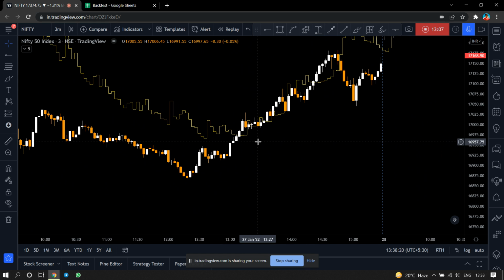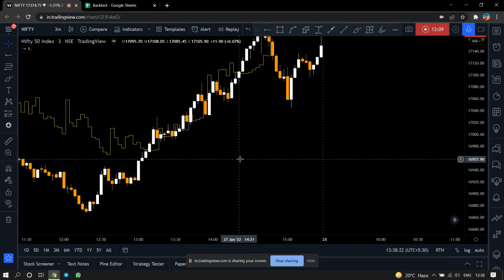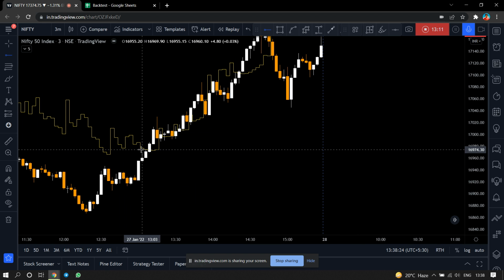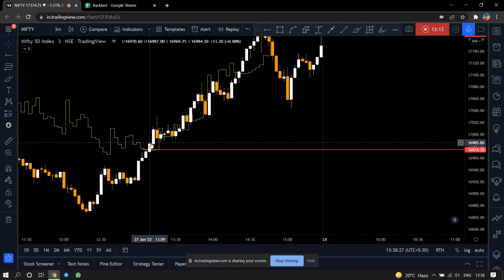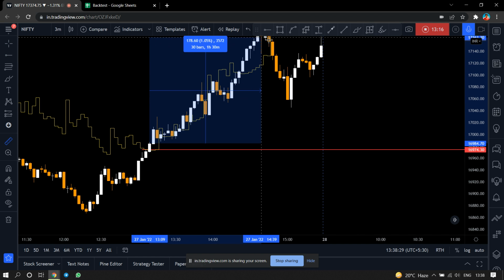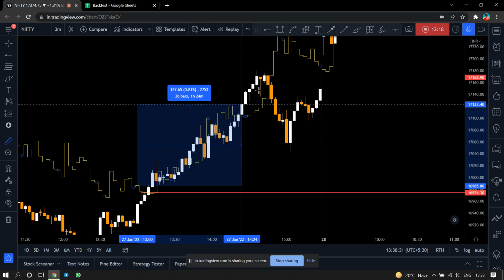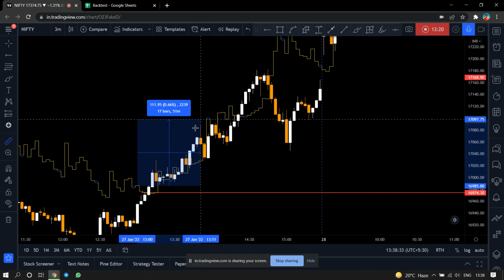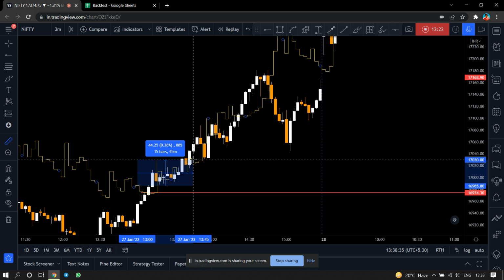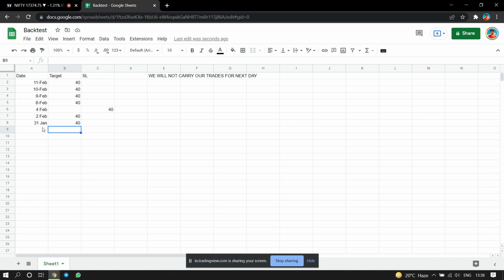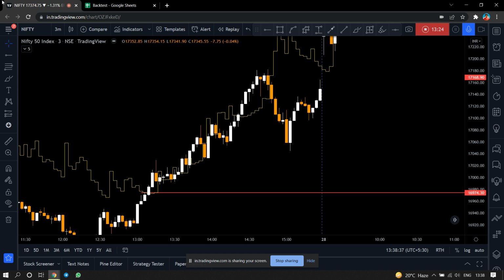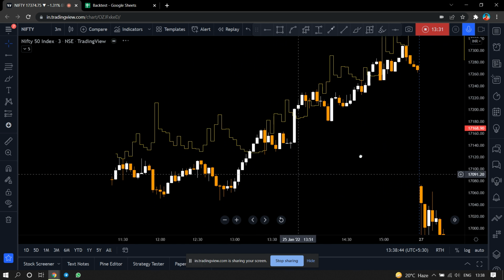Now, if you look at 27th January, you can see how beautiful this breakout was. Here we got an intersection, here we got a closing, and then it almost made a high of 200 points. That was insane. But again, we would have exited at our 40 point target. So on 27th January as well, we got our 40 points target. That was a good trade.